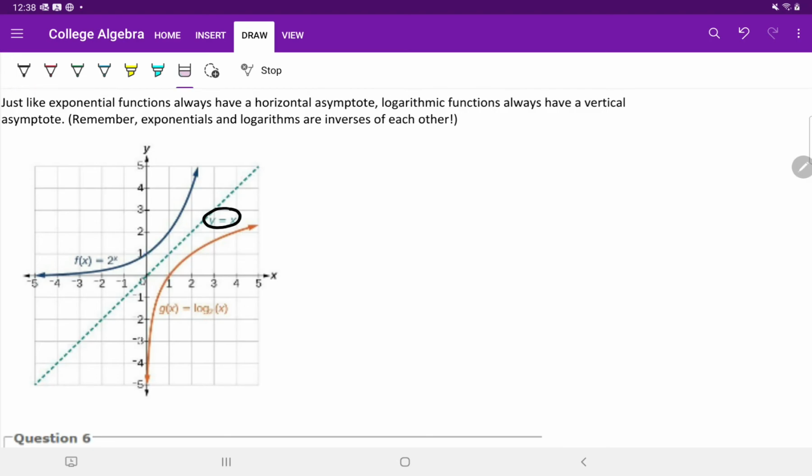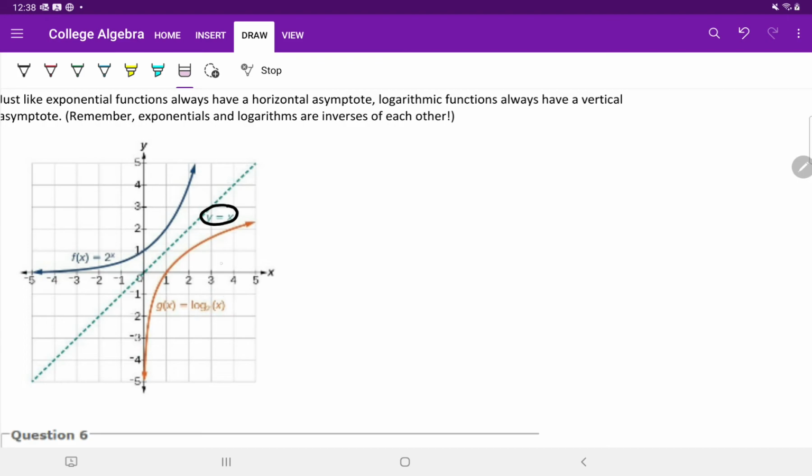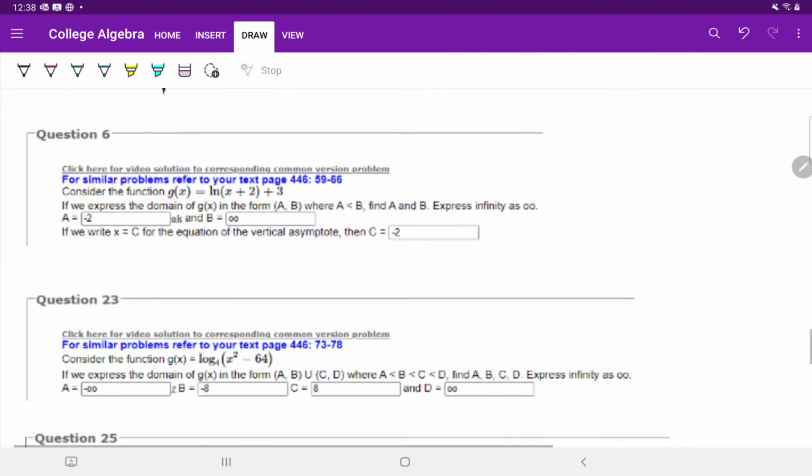Now, this picture, notice, is for 2 to the x and log base 2. So these two things are inverses of each other. If instead we wanted to draw 3 to the x and log base 3, our pictures would look pretty similar but slightly different. So just use caution with things like that. Let's do some examples together.